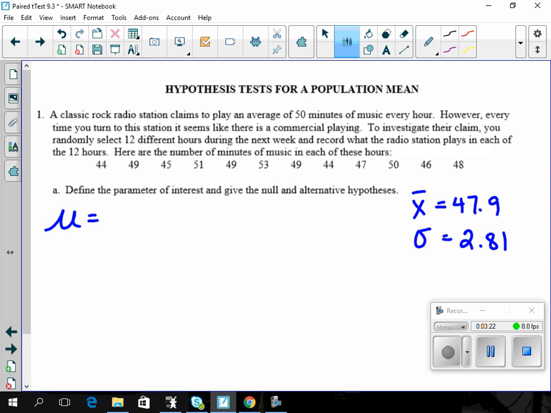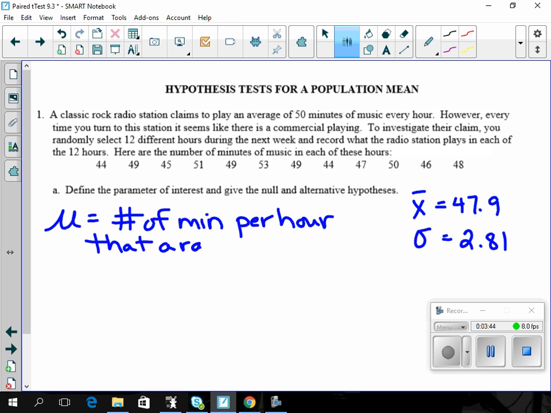And so what is it in the context here, Mike? Okay, so the mean number of minutes per hour that a radio station plays music. Good, thank you.